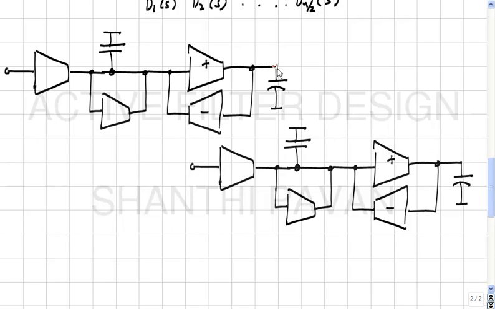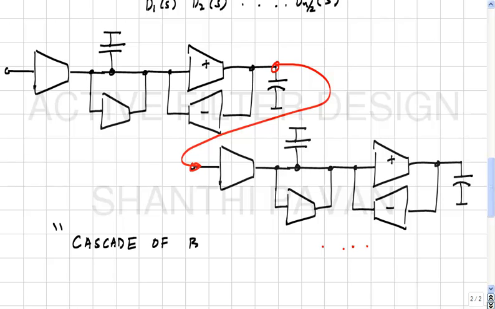And then, and so on. So this is often what is called a cascade of biquads implementation.